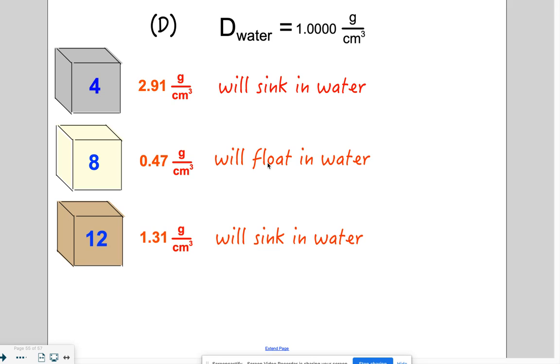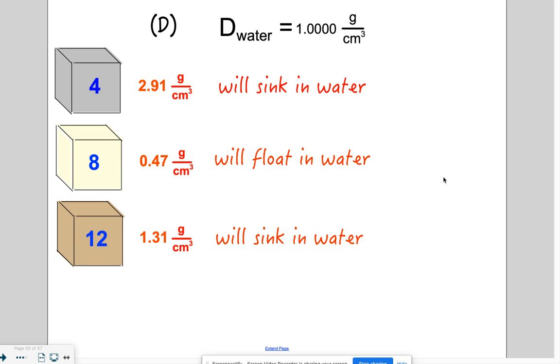Well, if you guessed this, then you are correct. Block number 4, for instance, has a density of 2.91 grams per centimeter cubed. That's a greater number than 1.000 grams per centimeter cubed. So therefore, block number 4 will sink in water. And we can test this experimentally. We will probably do this in class one day soon. Block number 8 has a lower density than water. So if we put it in water, it should float. And we will test that as well. Block number 12, while close, is denser than water, and so it should sink.